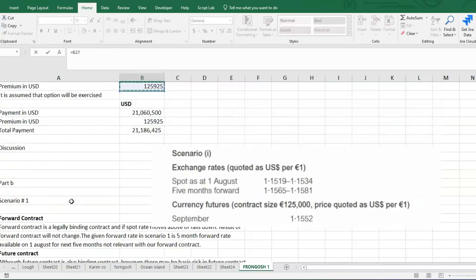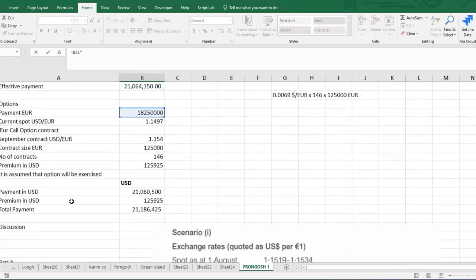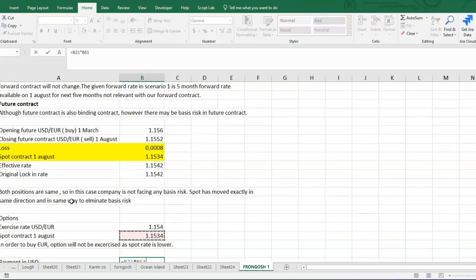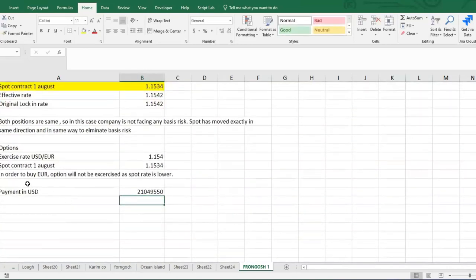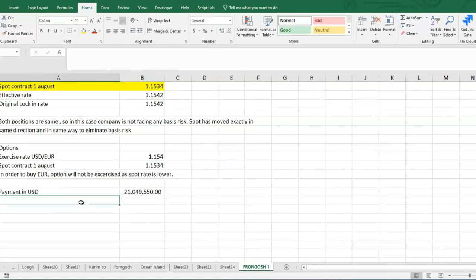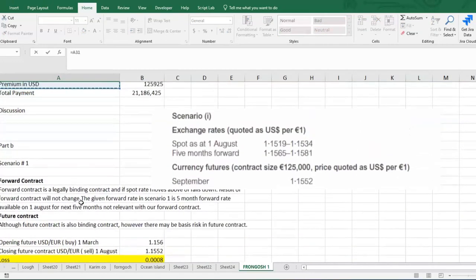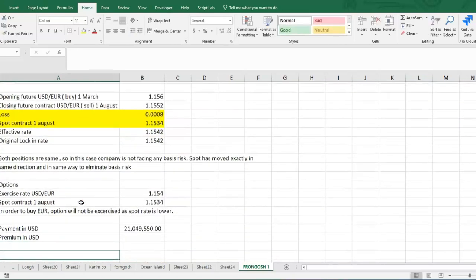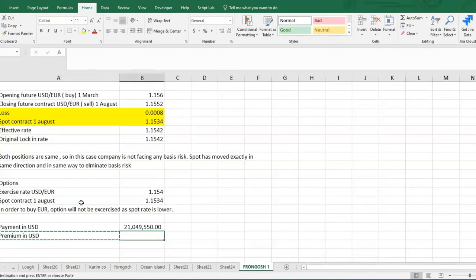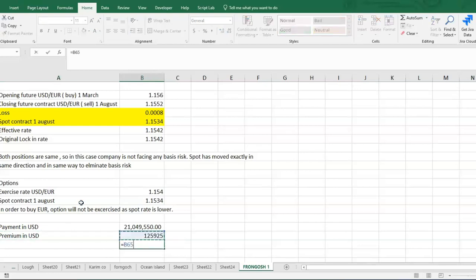Company will buy how much was it? 18.25 million into this 1.1534. Instead of exercising the option, we will buy from the market. But still we have to pay the premium. You have to pay the premium. Guys, why do we have to pay the premium? Because premium is a must cost, and we have to pay this in advance.